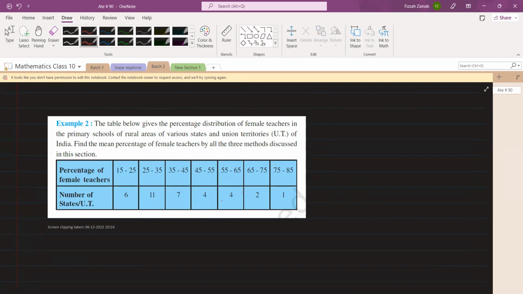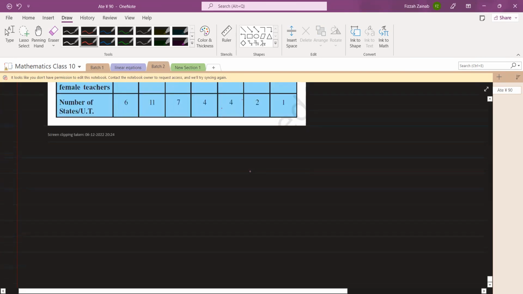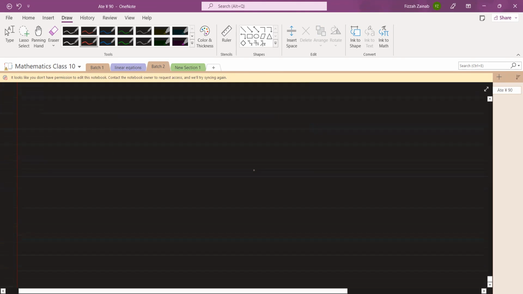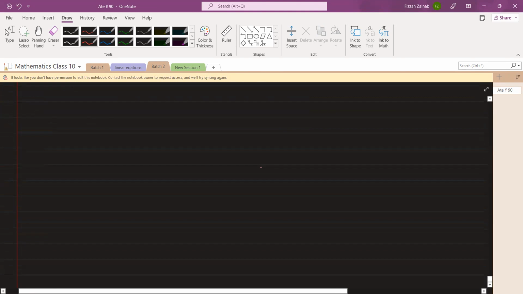So in the exam, they will not ask you like this, that all the three methods. They will either specify the method or they will leave it to you that any suitable method. But if you want, for example, in this question, if you want to do by all the three methods, you can do in a single table, right? How will you do? So the first column is your class interval, which is percentage of female teachers.